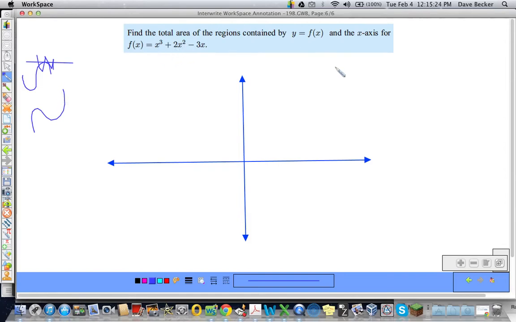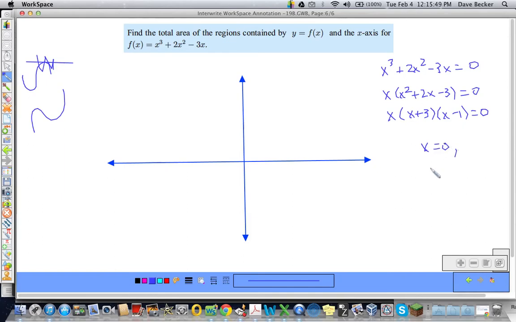All right, so let's set this equal to 0 to find our intercepts. x cubed plus 2x squared minus 3x is equal to 0. I can factor out an x: x times x squared plus 2x minus 3 equals 0. x times x plus 3 times x minus 1 equals 0. So I get x equals 0, x equals -3, and x equals 1. And that is really all we need.